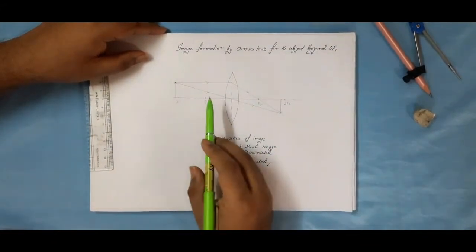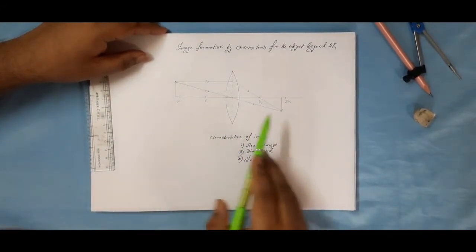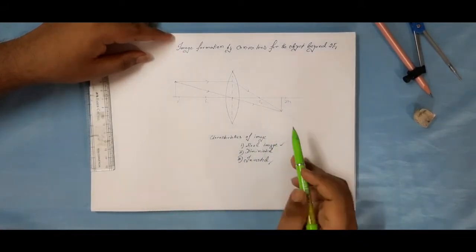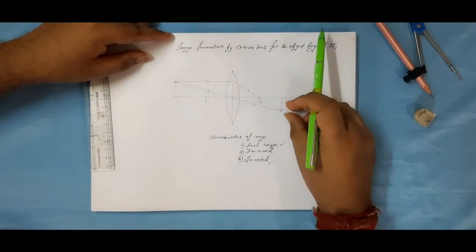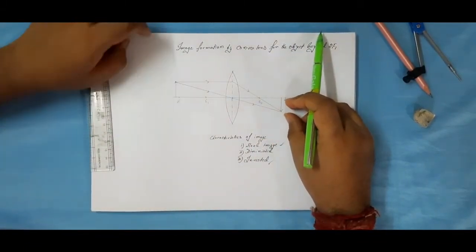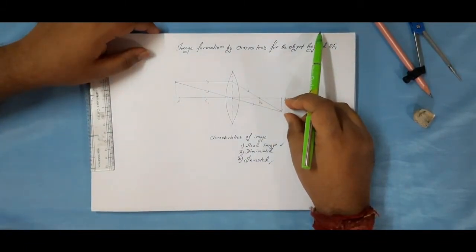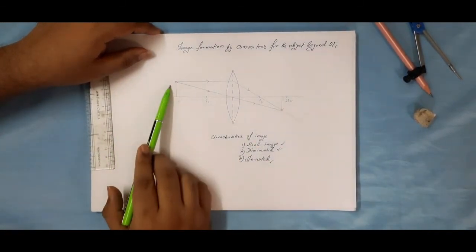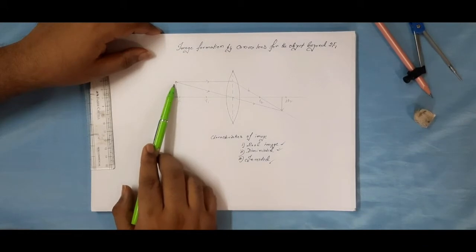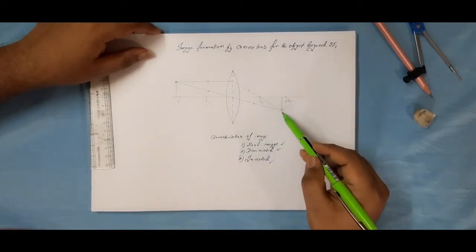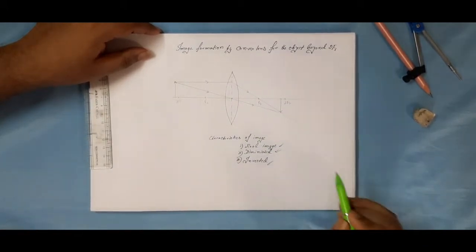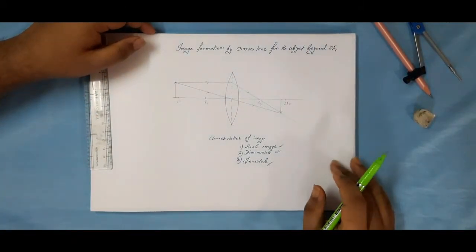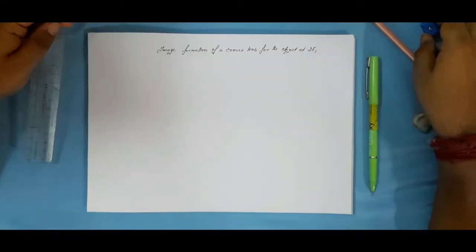First, if the object and the image are on the opposite side of the lens, the image will be real. Next, if the size of the image is smaller than the size of the object, the image is said to be diminished. And we have to notice the arrowhead. The arrowhead of the object is upright, whereas the arrowhead of the image is inverted. That's why it is an inverted image. So these are the characteristics of image. Now we will shift to the next diagram.